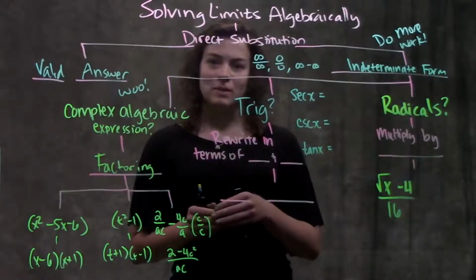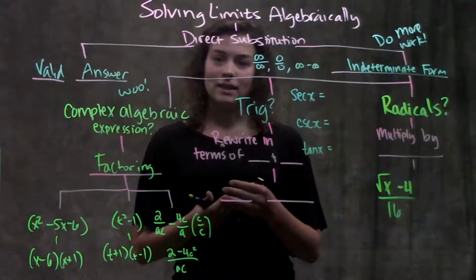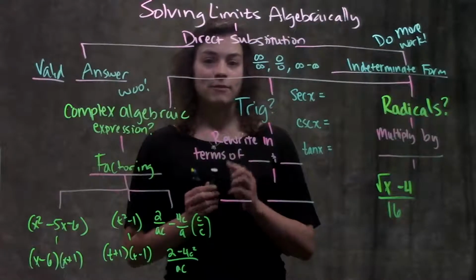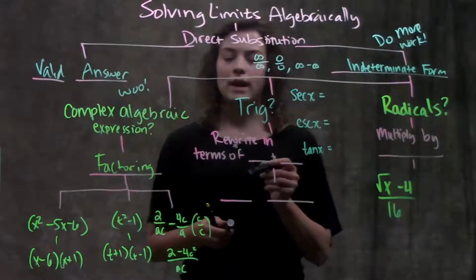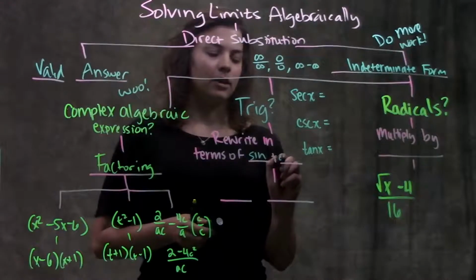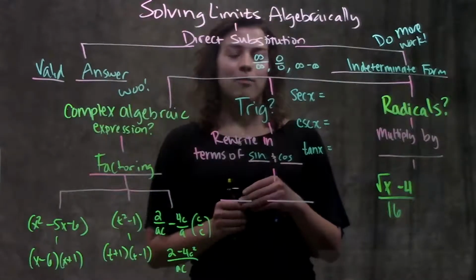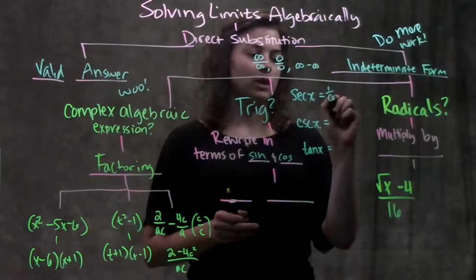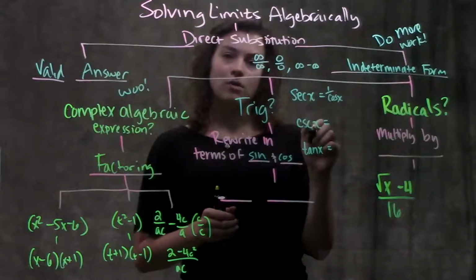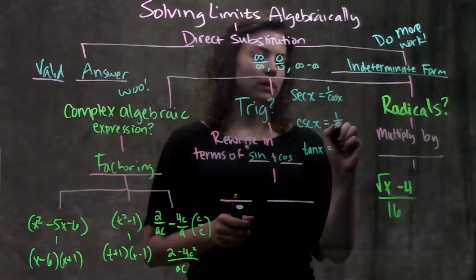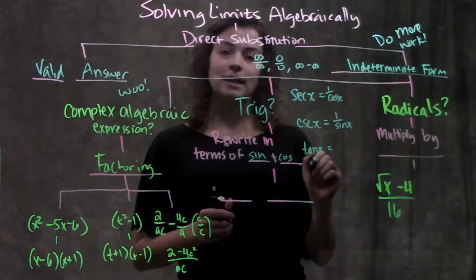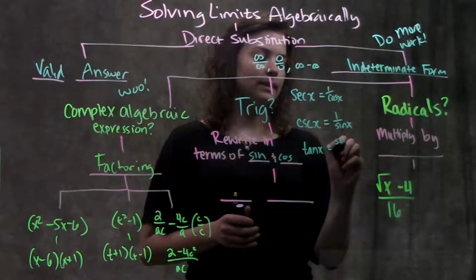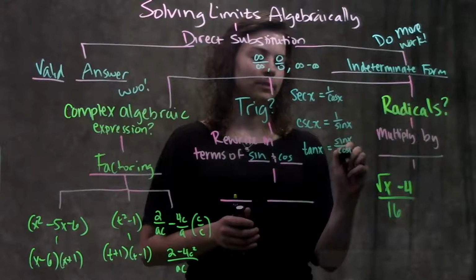Alright, next type of functions we might see is if it has trig in it. Whenever we see trig, first thing we always want to do is rewrite it in terms of sine and cosine. Brief review, if you have something like secant, secant can be rewritten as 1 over cosine x. Cosecant can be rewritten as 1 over sine x. And tangent x can be rewritten as sine x over cosine x.